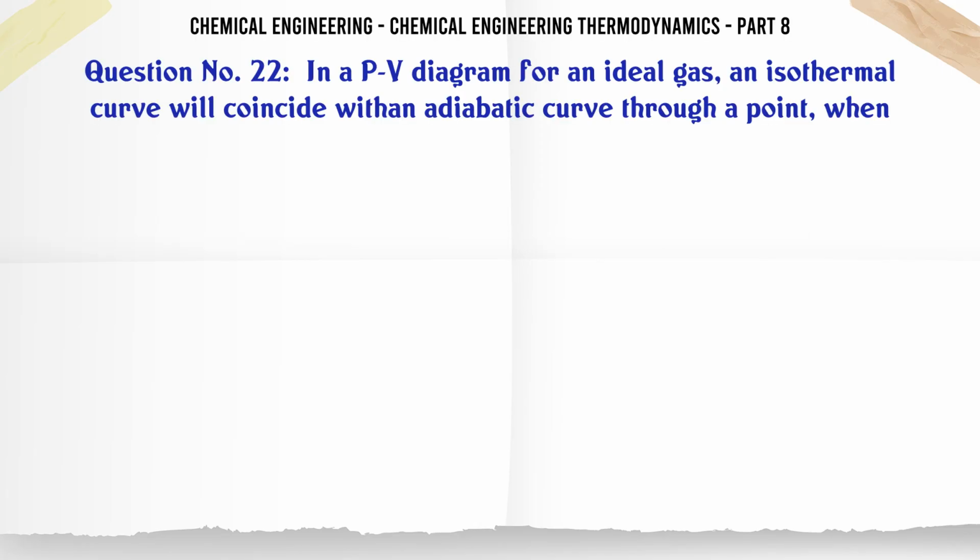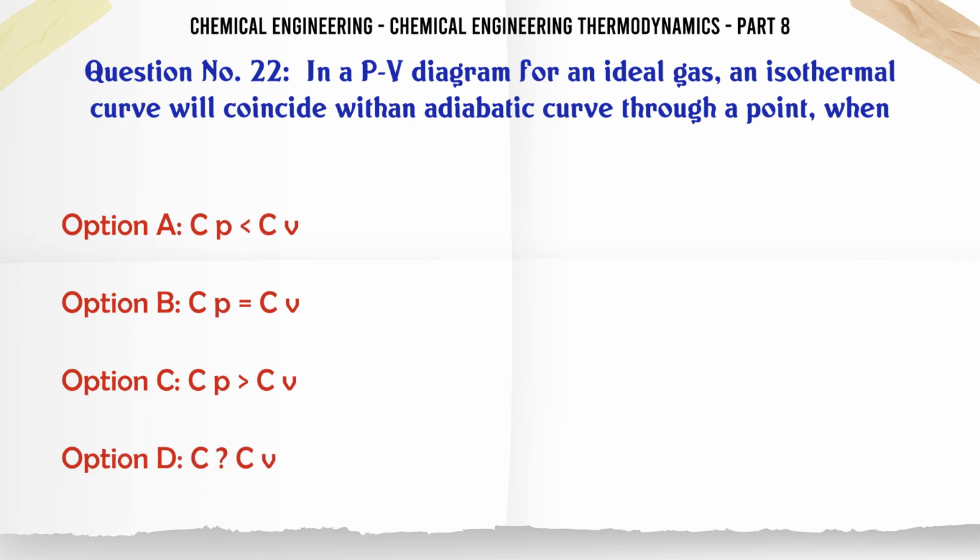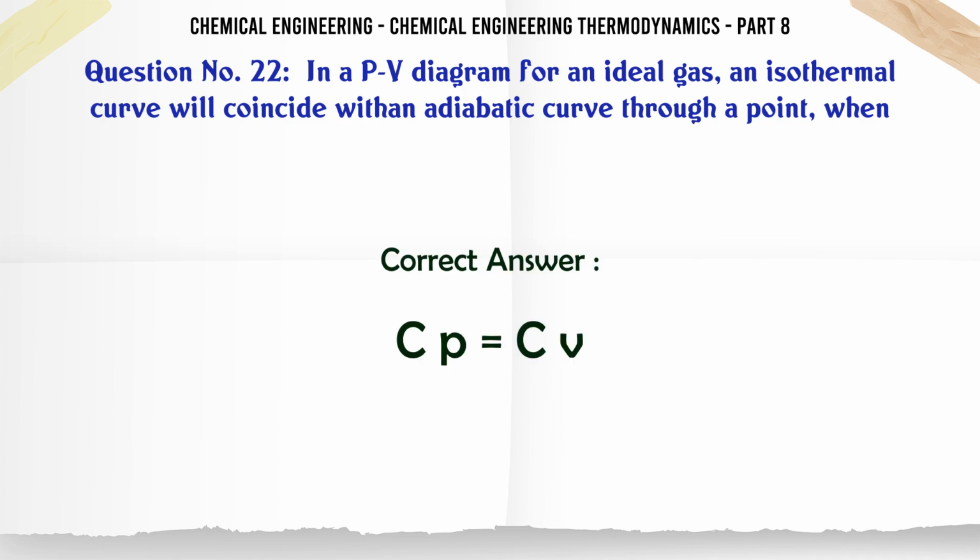In a PV diagram for an ideal gas, an isothermal curve will coincide with an adiabatic curve through a point when: A. Cp < Cv. B. Cp > Cv. C. Cp = Cv. D. C = Cv. The correct answer is Cp = Cv.